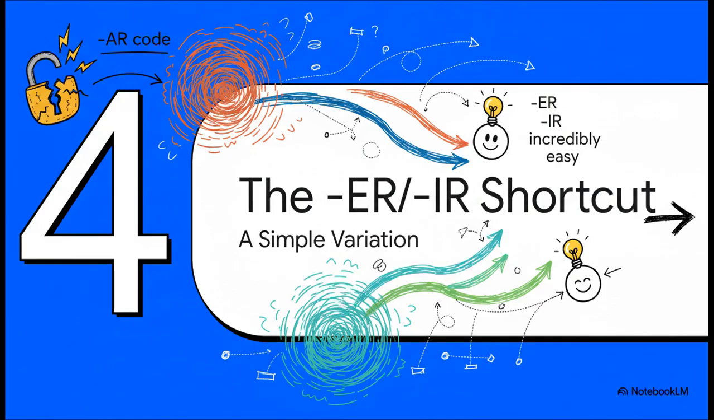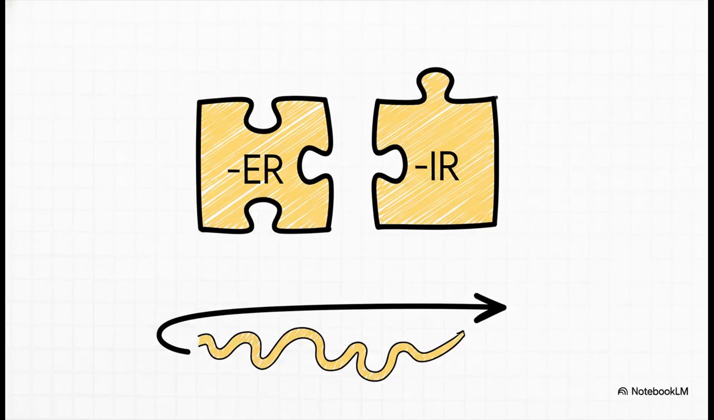Now that you've got the AR verbs down, the next two families, ER and IR verbs, are going to feel like a total breeze. And this is the best part, seriously. You are not learning two whole new sets of endings from scratch. Nope. The patterns for ER verbs and IR verbs are nearly identical to each other. This right here is the ultimate language learning shortcut.